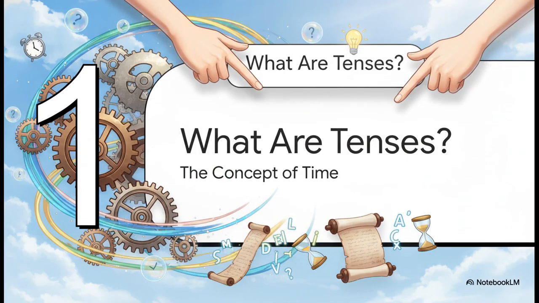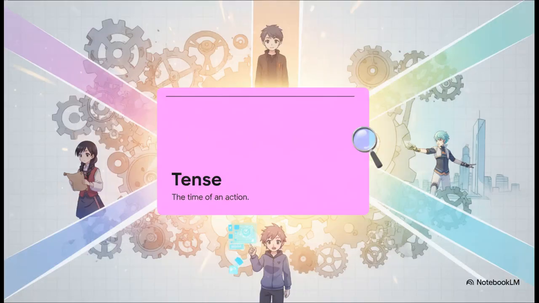What exactly are tenses, and how do they relate to the concept of time? Before we get into the weeds, let's strip things down to the absolute basics. Why do we even have tenses? Well, a tense is, quite simply, the time of an action. It tells us exactly when a specific event or piece of work is happening. Without tenses, we'd be totally lost. We wouldn't know if something happened yesterday, is going on right now, or is scheduled for tomorrow. They are literally the clock of our language.